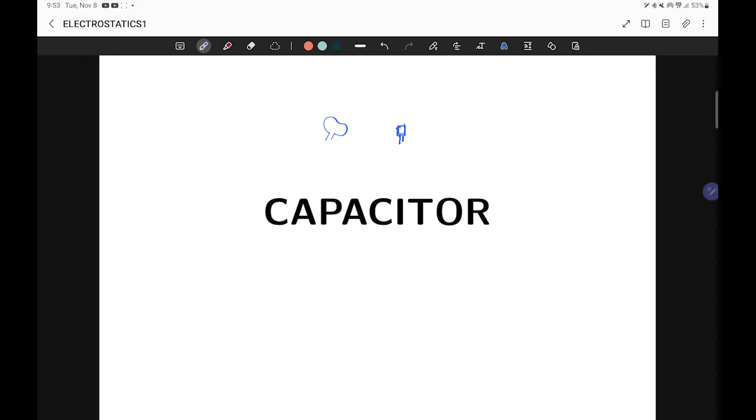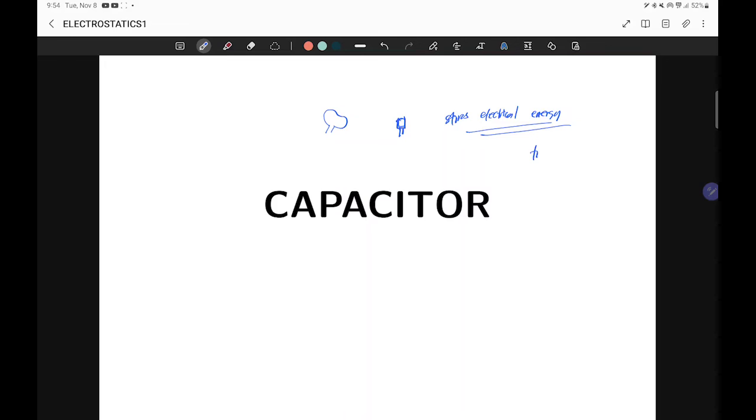But what does a capacitor do? The capacitor is a device or electrical element that stores electrical energy. There are many applications of the capacitor. It acts like a battery, a small supply of energy, and another application is in touchscreen technology.